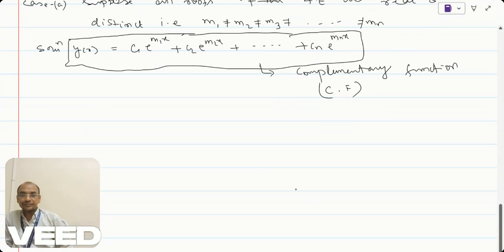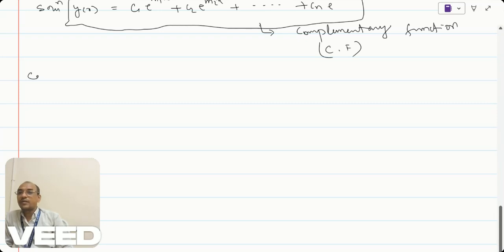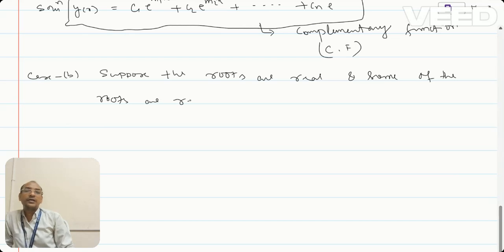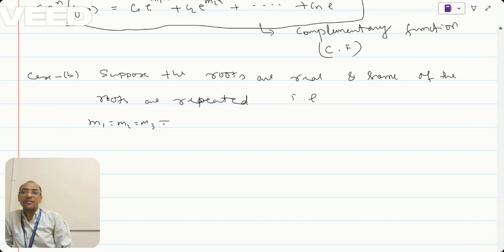And case B is, suppose the roots are real and some of the roots are repeated. Some of the roots are repeated. That is, say m1 equal to m2 equal to m3, and thereafter none of the roots are same. m4 is not equal to m5 and so on, not equal to say mn. Okay, so I have three roots which are same, m1, m2, m3, and then other roots are not equal.